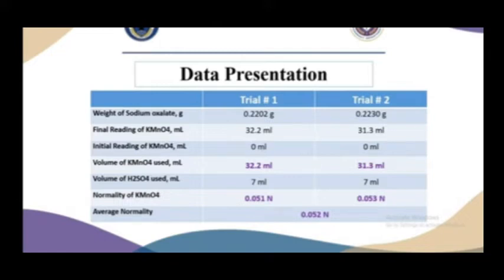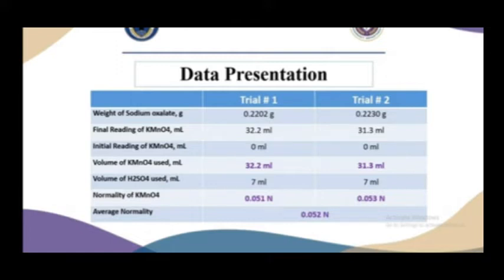So these are the data that were obtained in the given activity. So we have 2 trials, trial 1 and trial 2. For the weight of sodium oxalate in grams, trial 1 obtained 0.2202 grams, while trial 2 obtained 0.2230 grams.